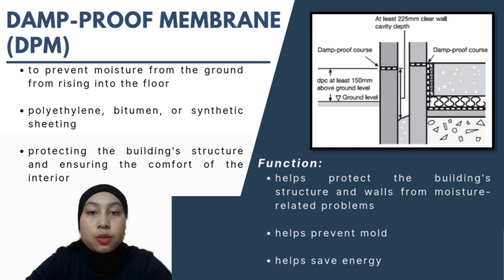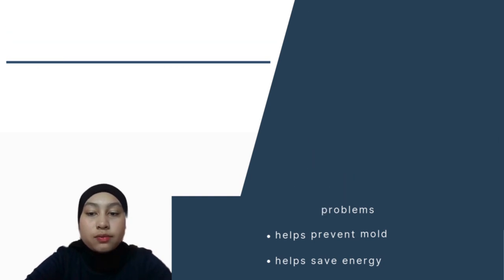By reducing moisture problems, the DPM helps save energy as it lowers the need for extra heating or cooling, promoting eco-friendly practices and saving money in the long run.